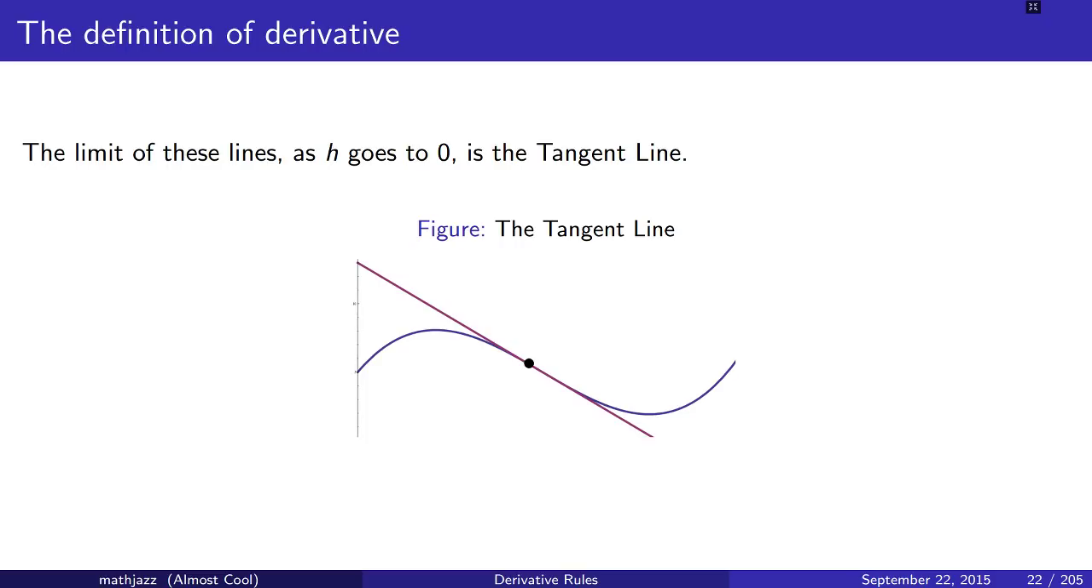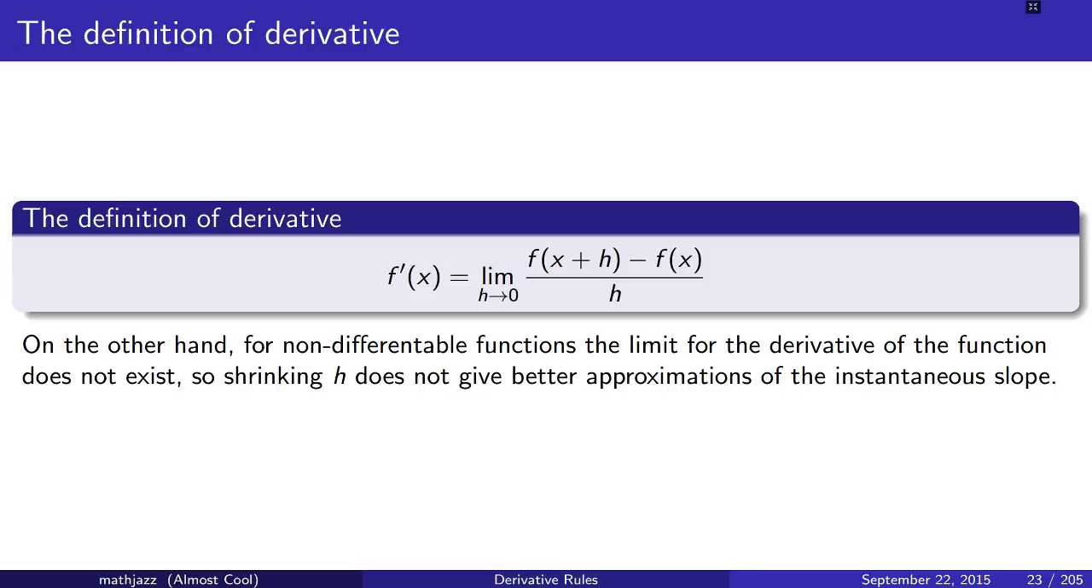And we now have to talk about non-differentiable functions. Not all functions are differentiable, and for the ones that are not differentiable, the limit doesn't exist, and shrinking h does not give us better approximations of the instantaneous slope.